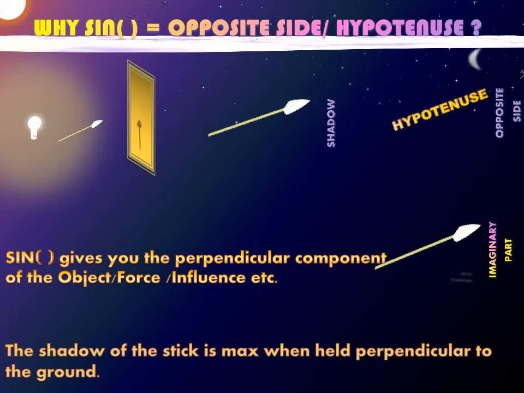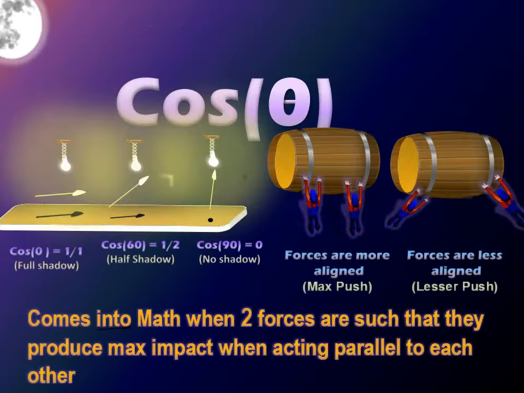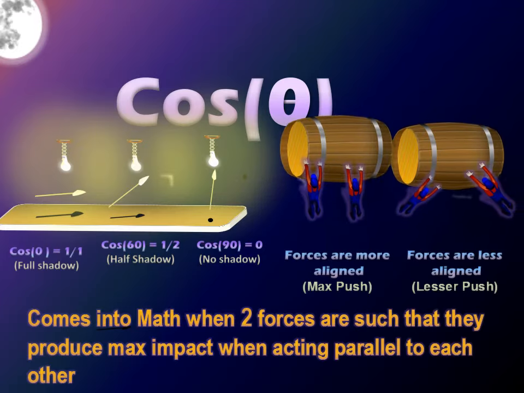and that is why the spear is like the hypotenuse of a triangle. It is analogous to it, and the shadow cast by it is analogous to the opposite side. This is also called the imaginary part of a thing, the sine component or the perpendicular component.